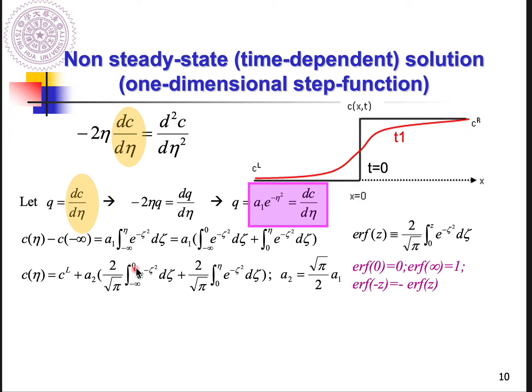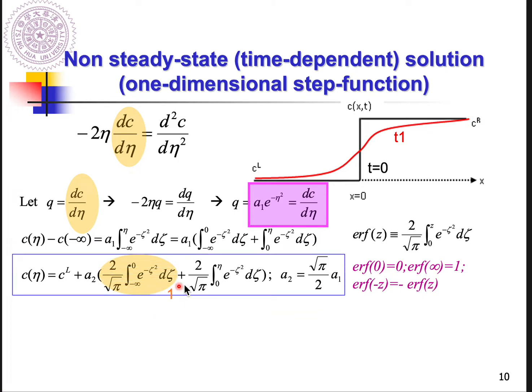So let's take a look at minus infinity to 0. Because this is an odd function, you can take this minus term out. It will be the minus here. And if you switch the upper and bottom limits to 0 to infinity, then you get minus 1 times minus 1, which is 1. And now the error function is error function of infinity. So now this is 1. And this is equal to the error function of iota.